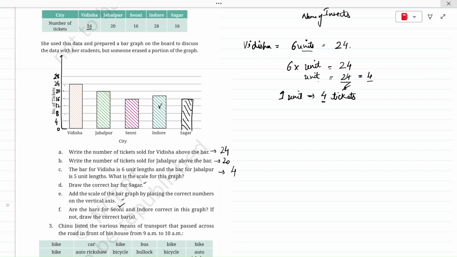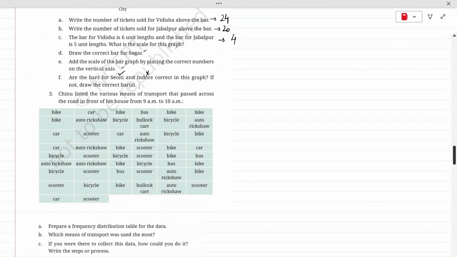Okay, so let us correct this. It should be 28. What we will do? We will extend it till here. Okay, now the bar is correct. Okay, this is the correct bar. So the given one is incorrect. If not, draw the correct bar. This we have done. So this question is done, and now let's move to the next question.